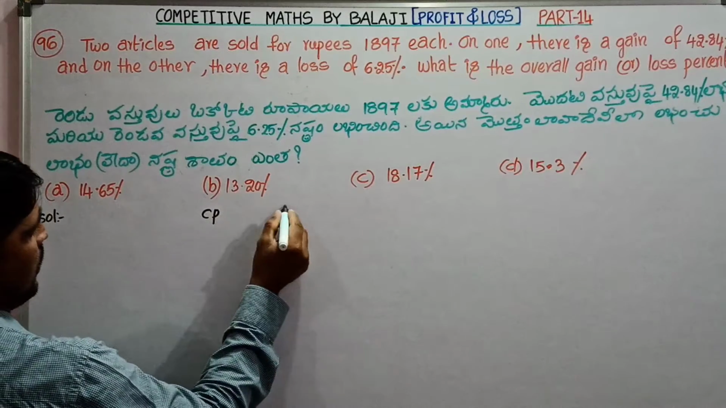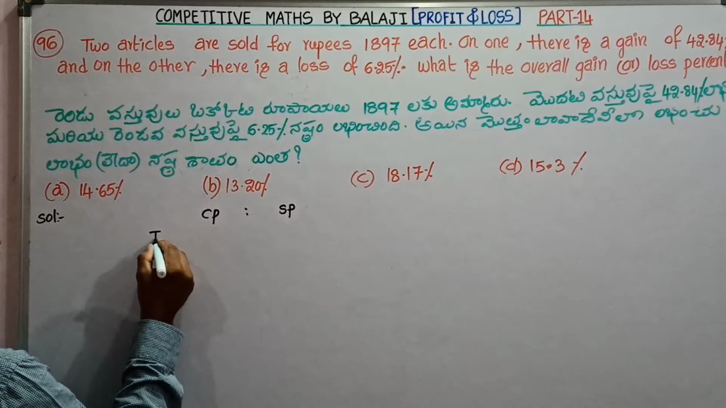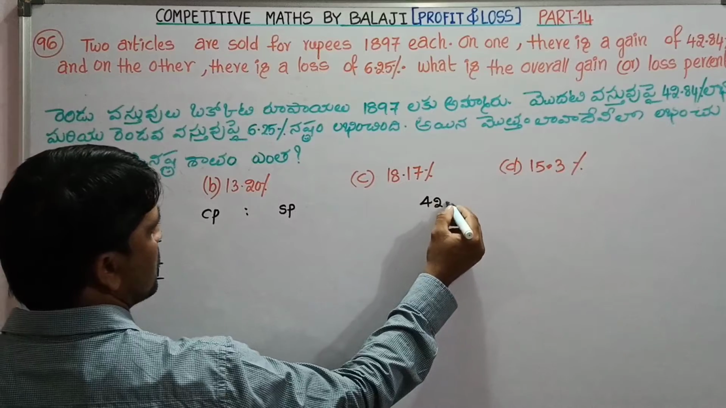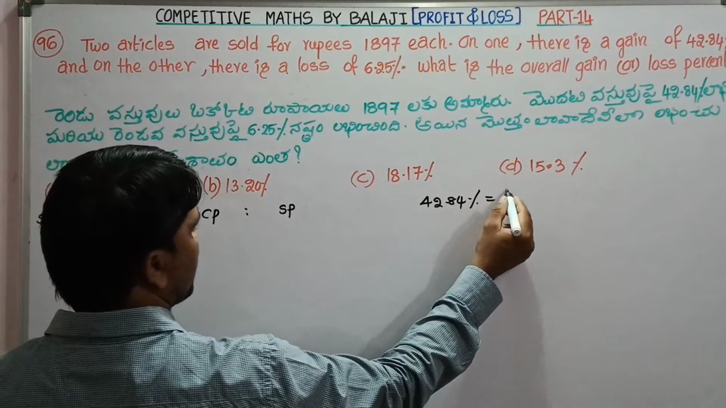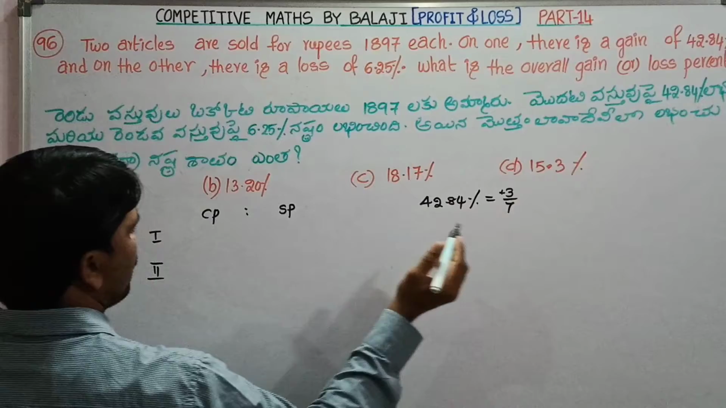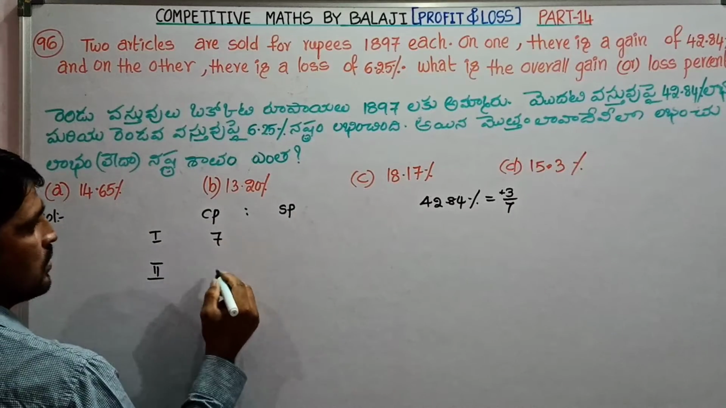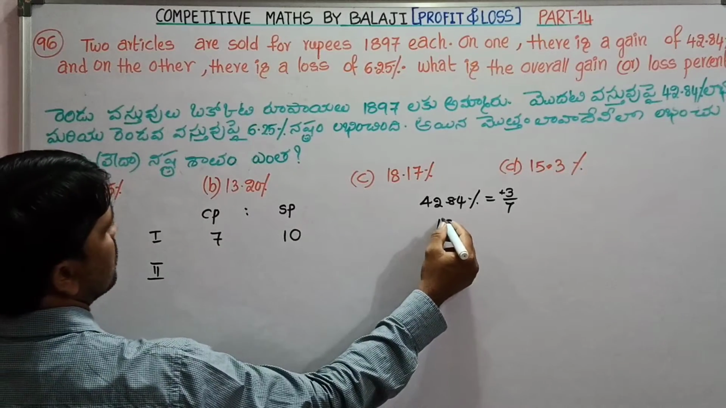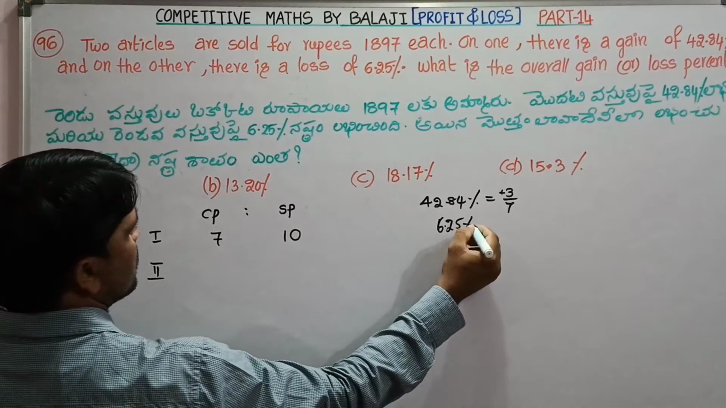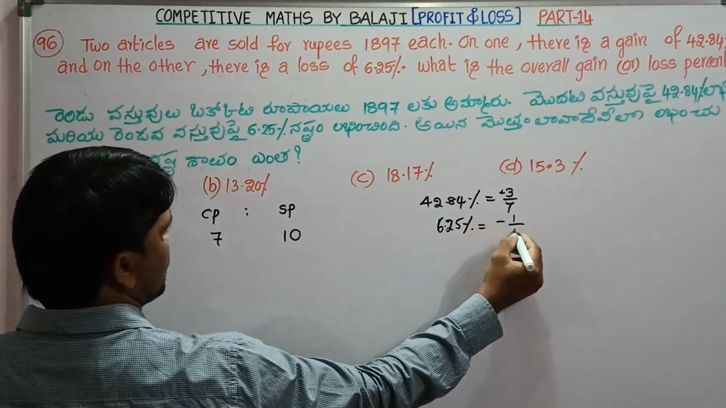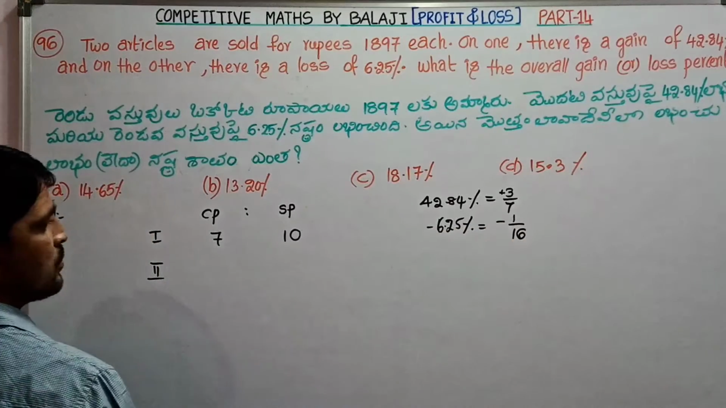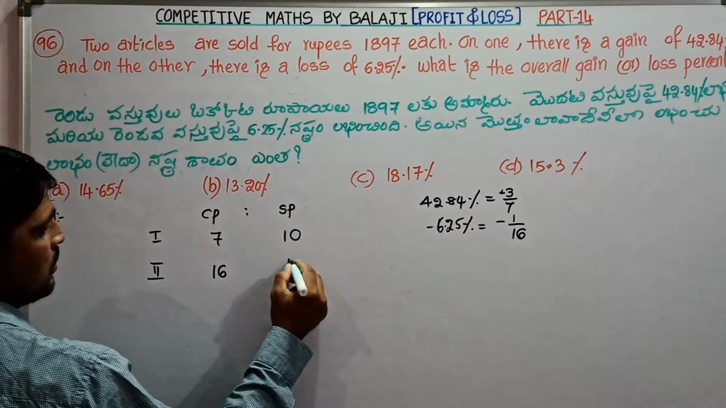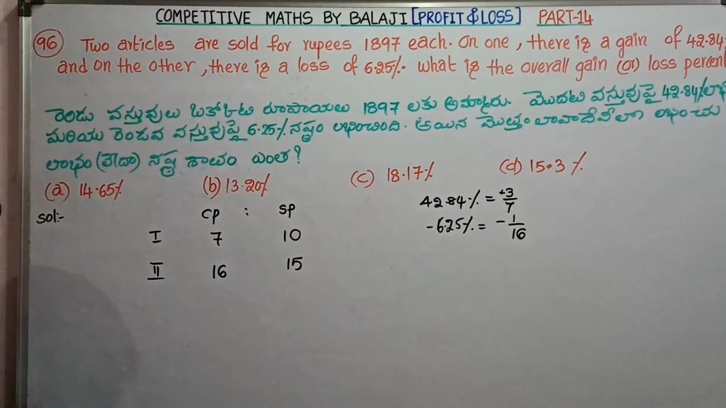Consider the CP and SP of two articles, first and second. 42.84% fraction value is 3 by 7. If cost price of first article is 7 units, there is a profit of 3 units, so SP is 10 units. And there is a loss of 6.25% on second article. The fraction value of 6.25% is minus 1 by 16. If cost price of second article is 16, there is a loss of 1 unit, so SP is 15 units.